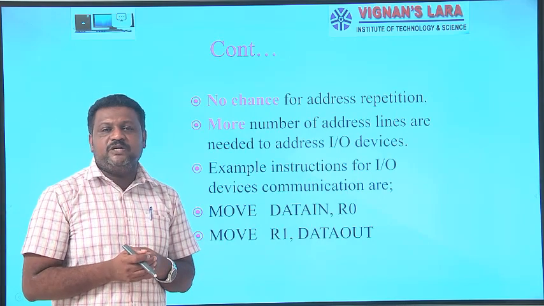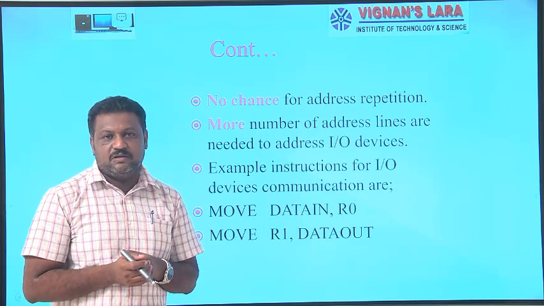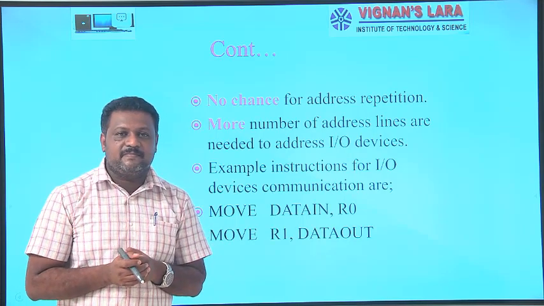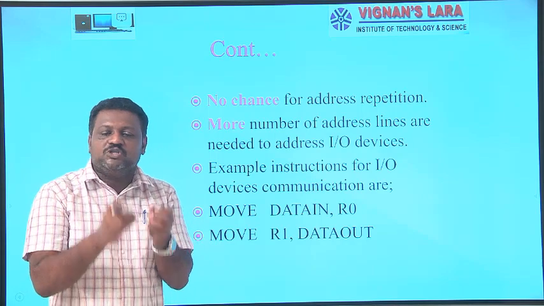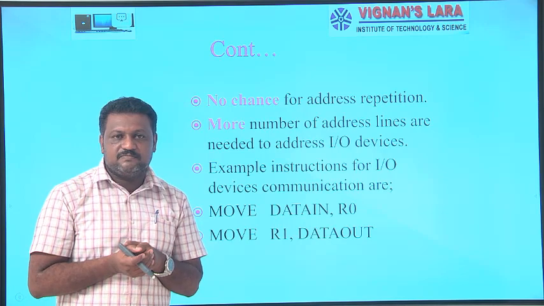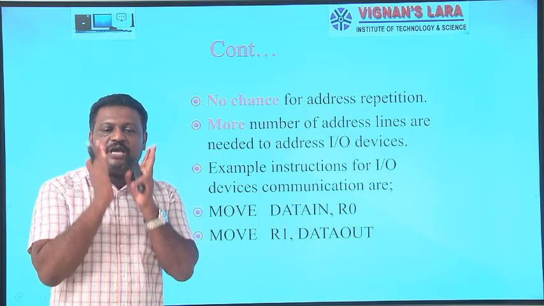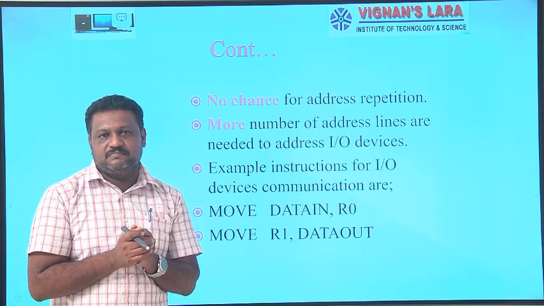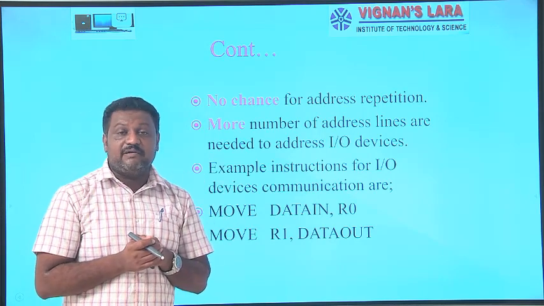And another important point regarding memory mapped IO is that there is no scope or no chance for address repetition. That means we are unable to use the same address in both the memory as well as IO devices. One address you have to use only either in a memory or in IO devices. That is the meaning of no chance for address repetition.